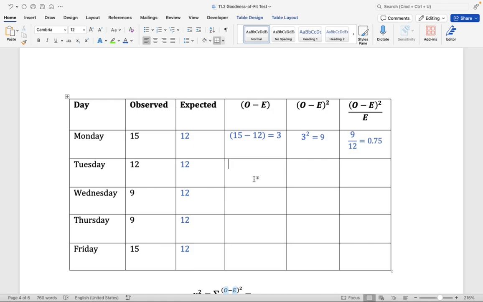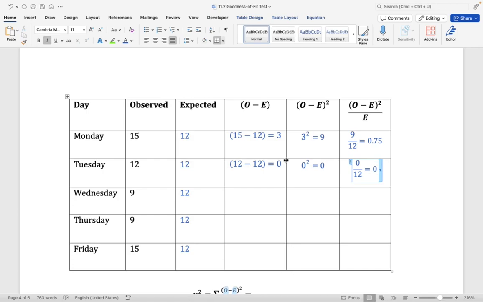For Tuesday, we have 12 minus 12. The observed value is 12. The expected value is 12. Here we're going to get 0 for O minus E. Next, we square that value. We take (O minus E) squared, that is 0 squared. We get 0. And then we take (O minus E) squared divided by E. Again, (O minus E) squared is 0. So here we just have 0 divided by E. E is 12. So 0 divided by 12, which is just going to be 0.